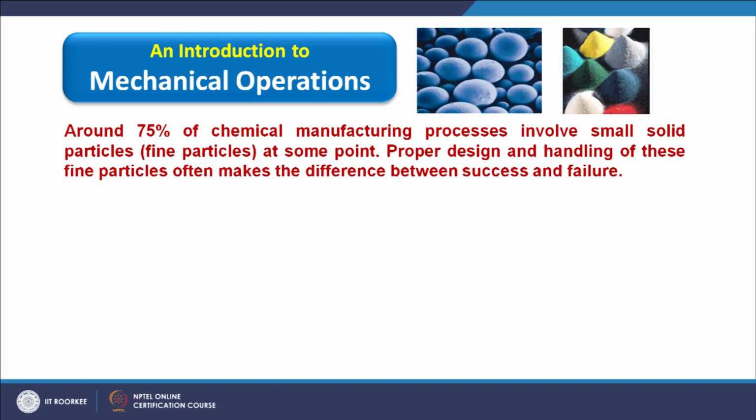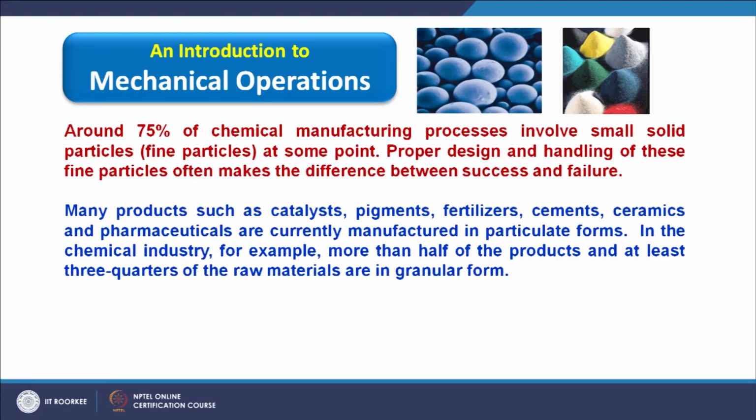Now, here I have used the words success and failure, and this depends on the handling of fine particles. What is the meaning of this? That for the success and failure of a particular product, the size of particle is very important. How it is important and why it is important, that I will speak about later on. Further, if I consider the solid material, many products such as catalysts, pigments, fertilizers, cements, ceramics and pharmaceuticals are currently manufactured in particulate forms.